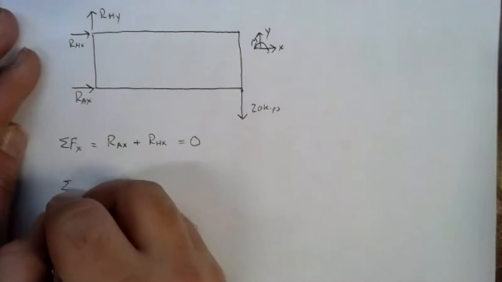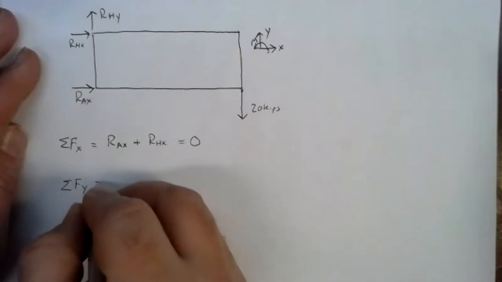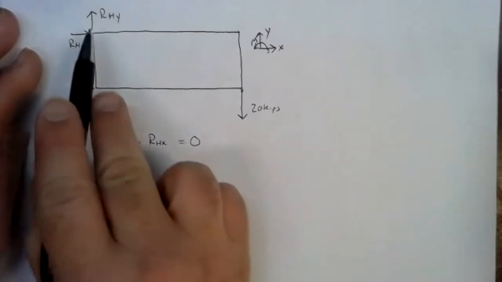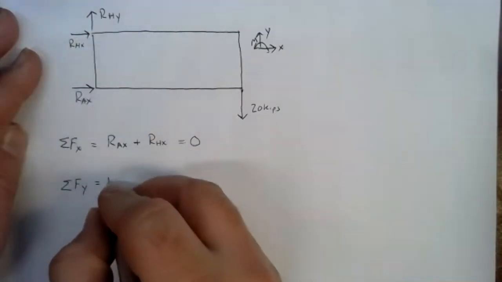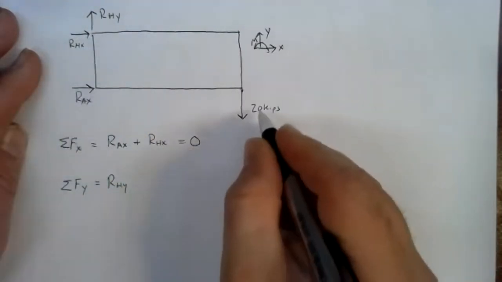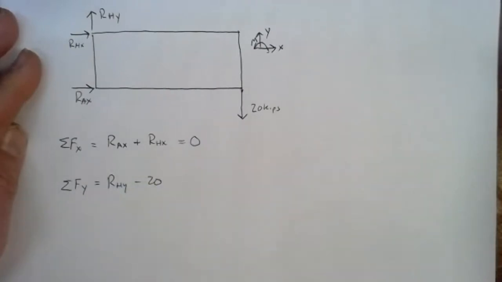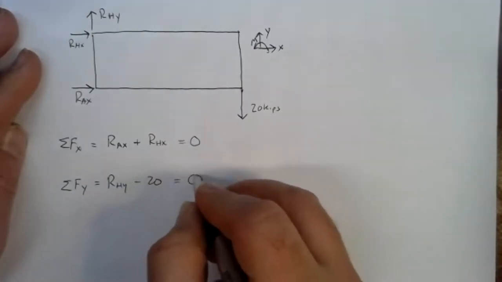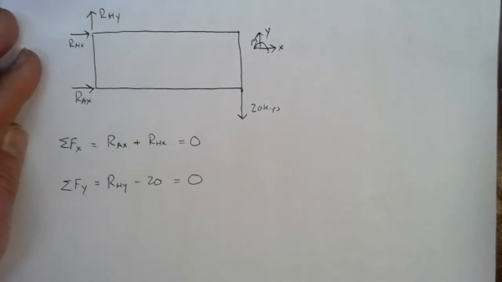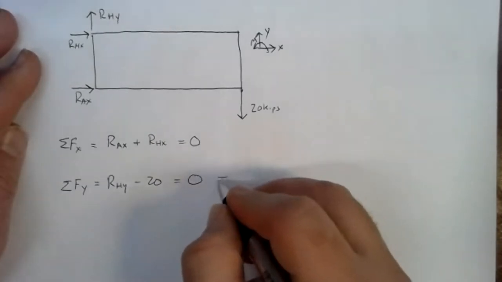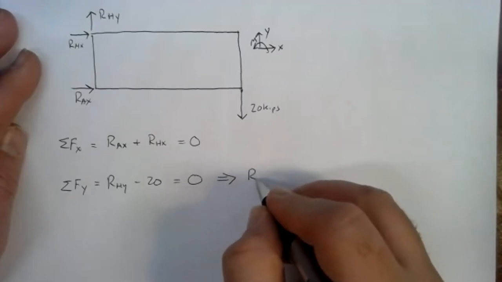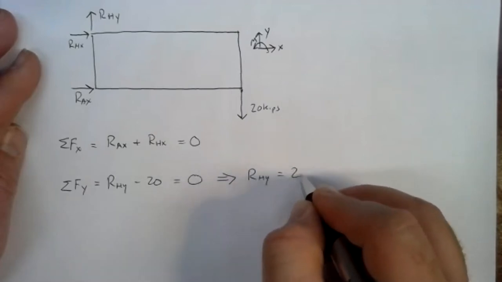So let's try our y direction equation. Sum of forces in the y direction. We've got a positive RHY and a negative 20 kips. And to be in equilibrium, that would have to be equal to 0. That equation we can solve right away. RHY must equal 20 kips.